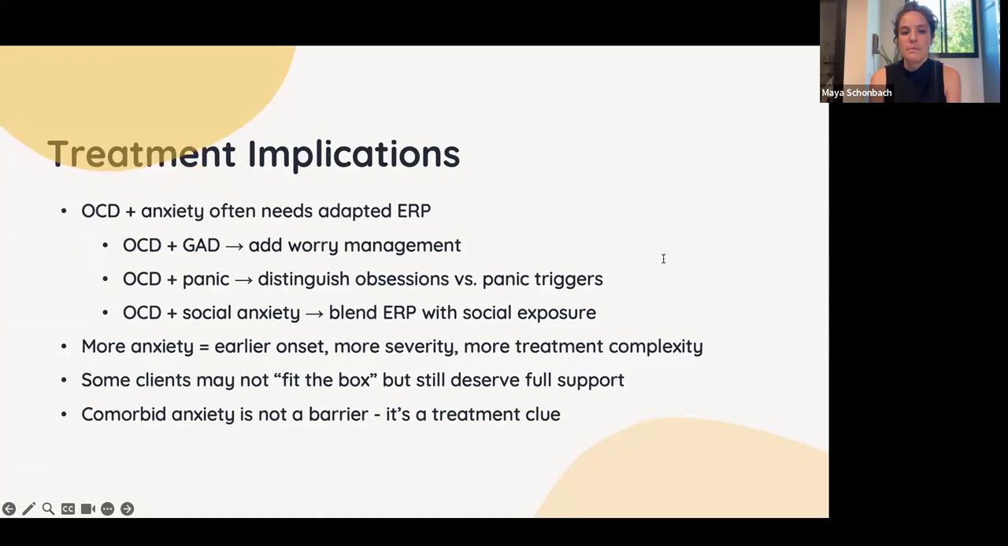So again, research shows that the more anxiety someone has, the earlier the onset, the earlier their OCD tends to appear, the more severe their symptoms are, and the more complex the treatment becomes. But that doesn't mean that the outcomes have to be worse. It just means that we have more puzzle pieces to work with. And some clients don't fit a box perfectly. That's okay. Comorbid anxiety is not a barrier to treatment. It's just a clue that helps us personalize the approach and connect with what the client really needs.